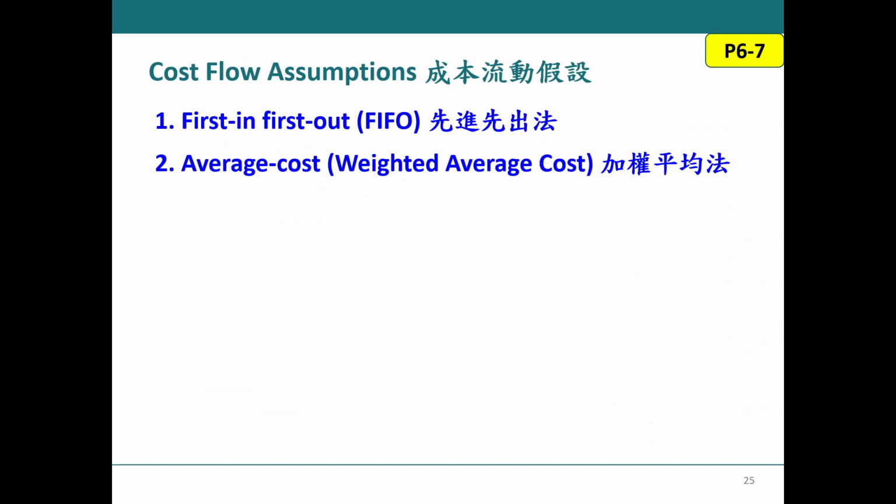So go to slide on page 25. On page 25, we look at the other 2 methods. What are the other 2 methods? First in, first out, FIFO, 先进先出法. Second one, weighted average cost, 加权平均法.